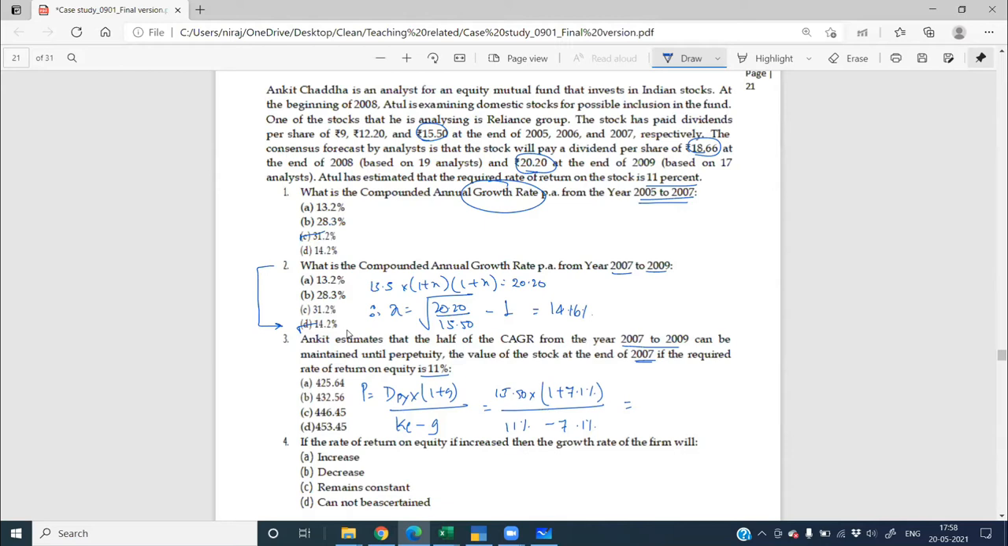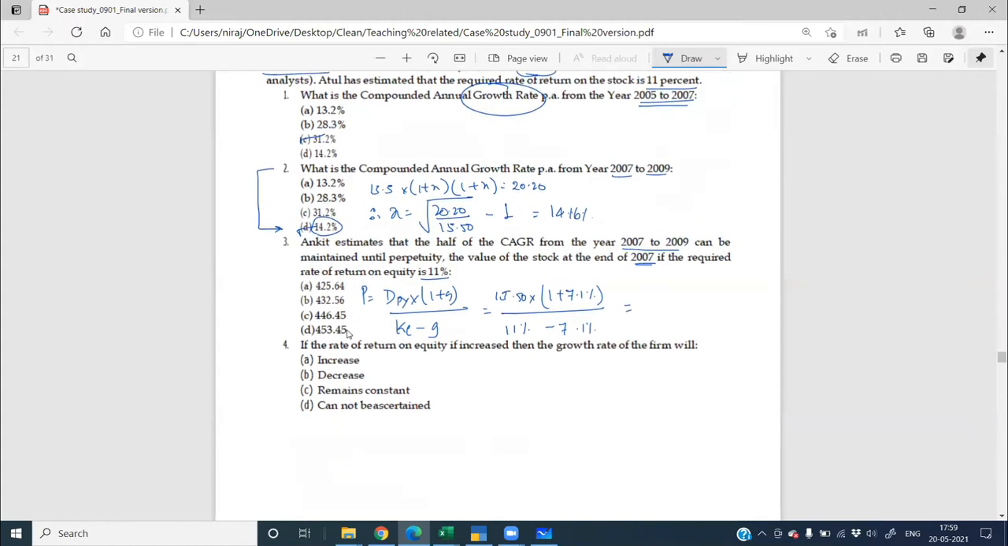Read the language here: the consensus forecast by analysts is that the stock will pay a dividend of 18.66 at the end of 2008. This is what they had predicted. But the question that has been asked is, if the growth rate of 2007 to 2009 is taken as half of 14.2% instead of 14.2%, that means you will have to recalculate and you cannot rely on the number given for 2008. You will have to recalculate it. And actually, the value of the stock at the end of 2007 is what is asked for.